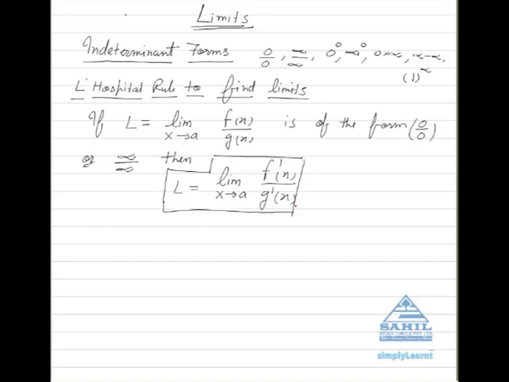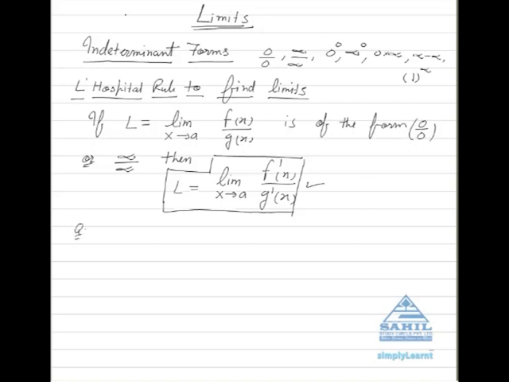Then your limit will become L equals limit x tending towards a of f dash x upon g dash x. If it again comes out to be 0 by 0 form, you can again differentiate the numerator and denominator separately. How? You just see the concept.